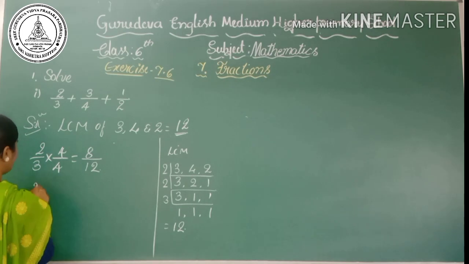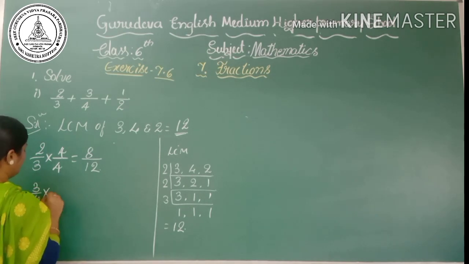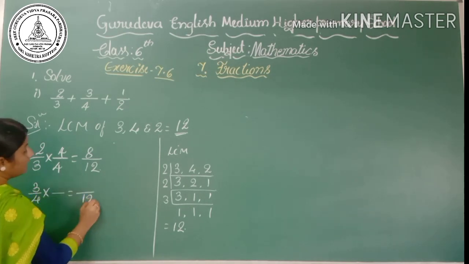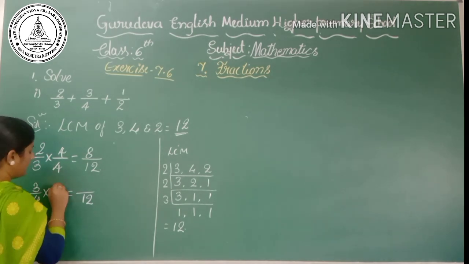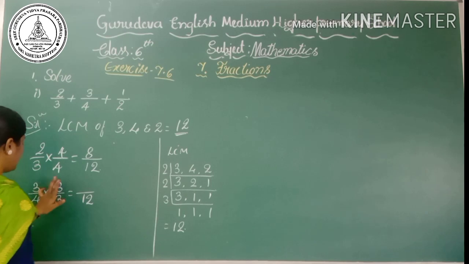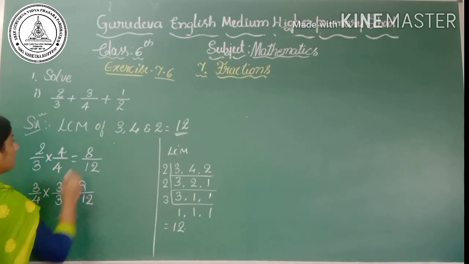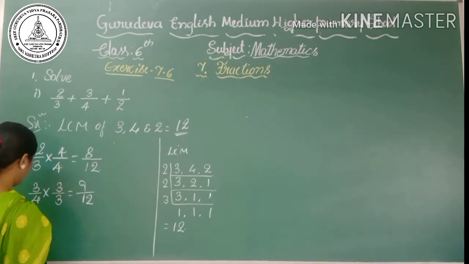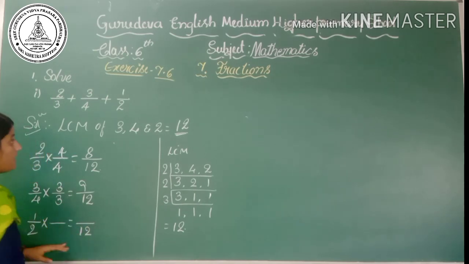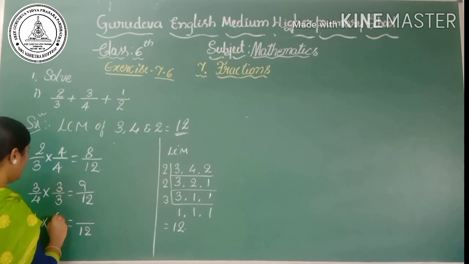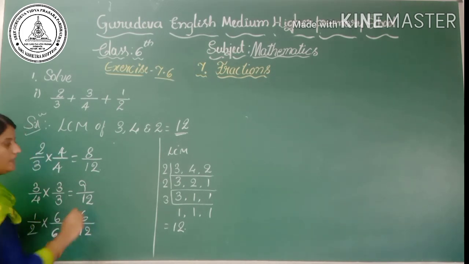The next fraction, 3 by 4 into dash, which is equal to, make the denominator 12. 4 times how much is 12? Yes, 4 threes are 12. Then 3 threes are 9. Okay. Then the third fraction, 1 by 2 into dash, which is equal to, make the denominator 12. 2 times how much is 12? Yes, 2 sixes are 12 and 1 six is 6.